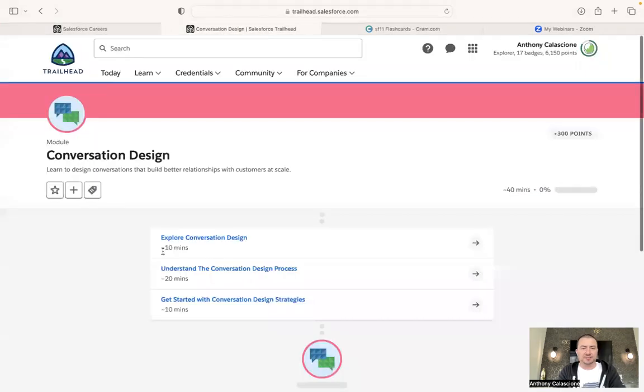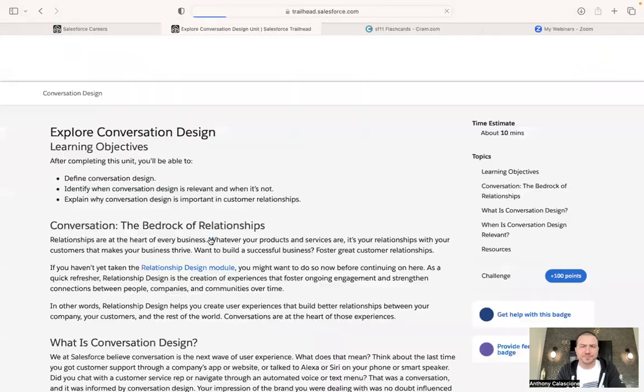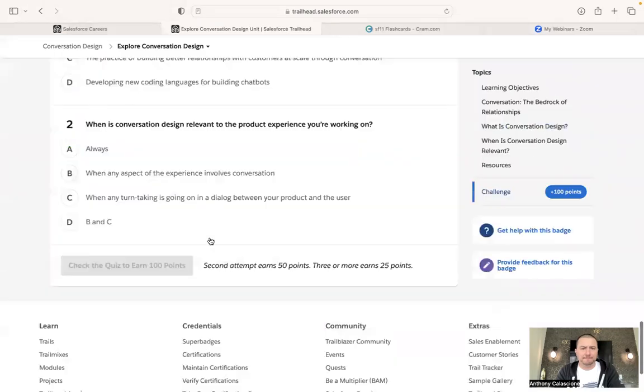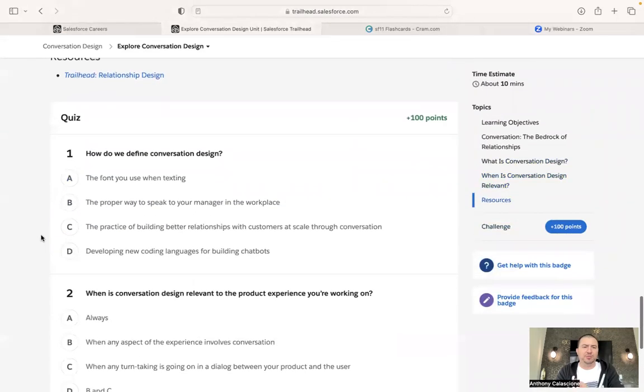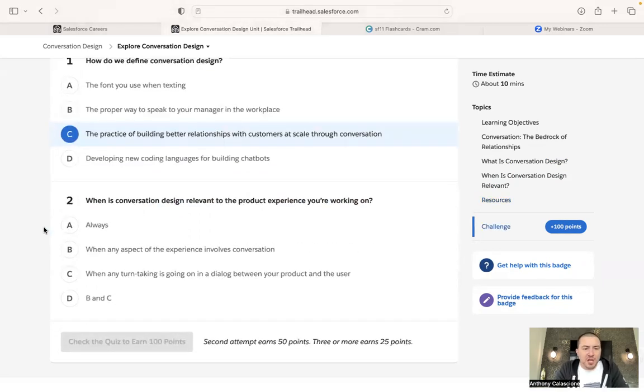All right, let's take a test. How do we define conversation design? The font you use when texting, the proper way to speak to your manager in the workplace, the practice of building better relationships with customers at scale through conversation, developing new coding language for building customer chatbots. I think we know the answer.